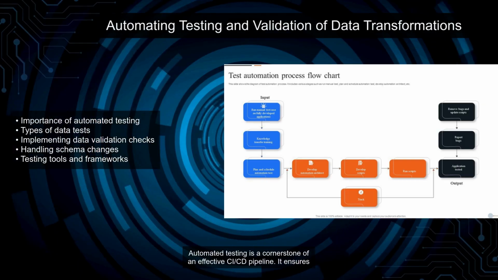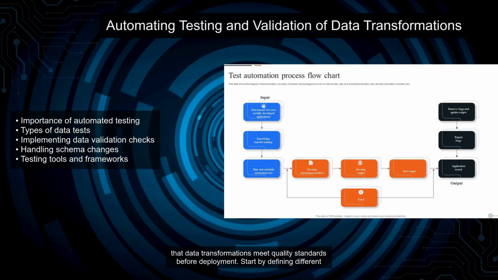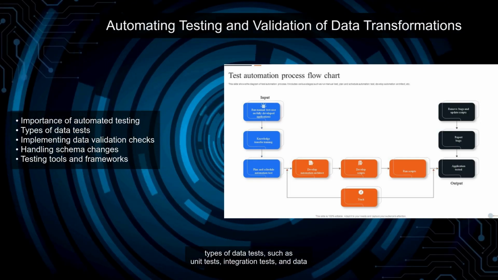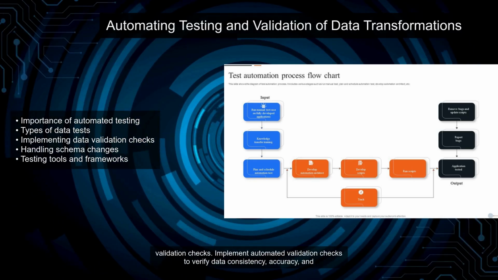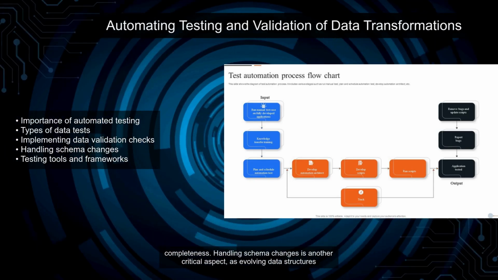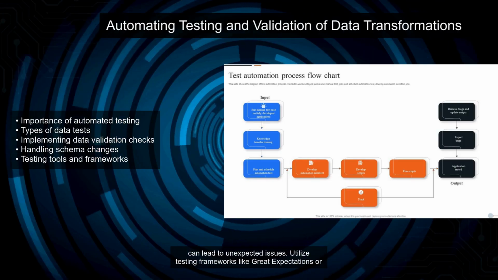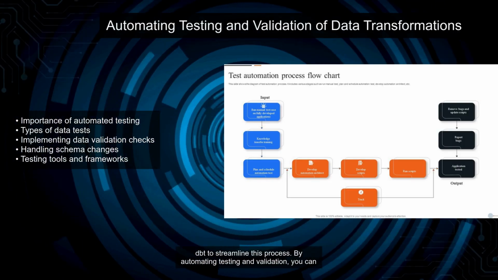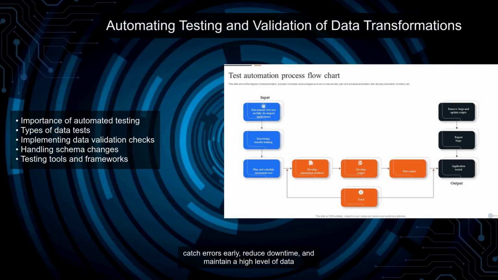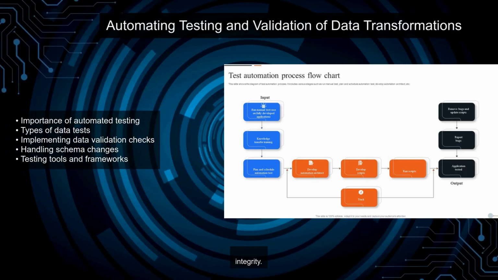Automated testing is a cornerstone of an effective CI/CD pipeline. It ensures that data transformations meet quality standards before deployment. Start by defining different types of data tests, such as unit tests, integration tests, and data validation checks. Implement automated validation checks to verify data consistency, accuracy, and completeness. Handling schema changes is another critical aspect, as evolving data structures can lead to unexpected issues. Utilize testing frameworks like Great Expectations or dbt to streamline this process. By automating testing and validation, you can catch errors early, reduce downtime, and maintain a high level of data integrity.